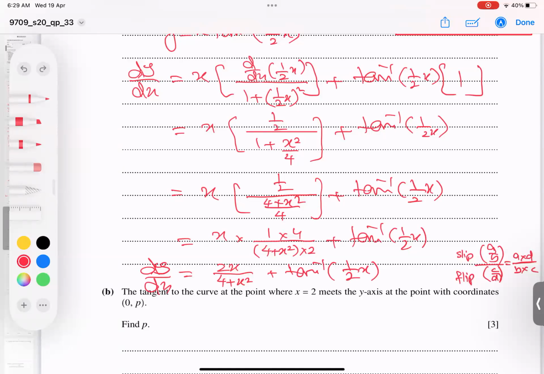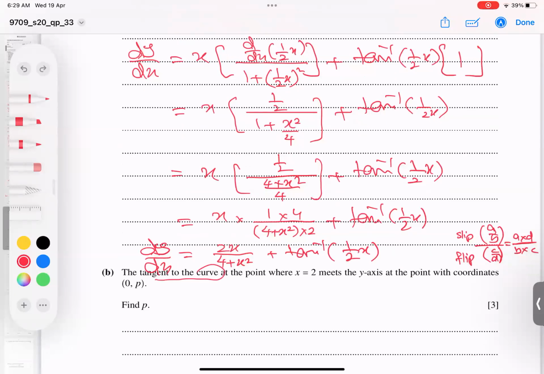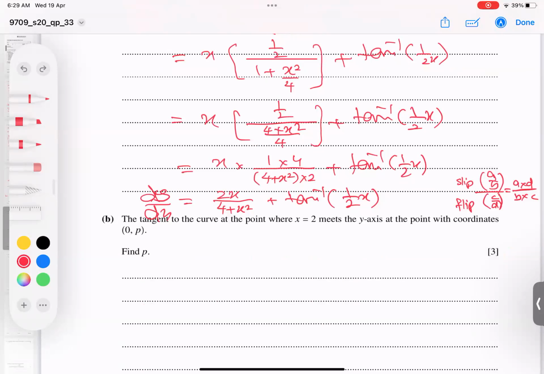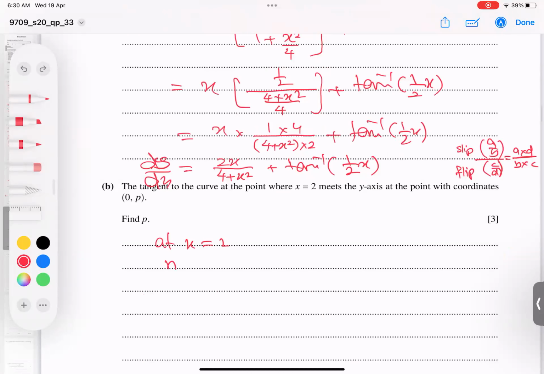Okay, so let's go for the next part. He's saying the tangent to the curve at a point when x is 2. So it means, first of all, at x equal to 2, I can find the gradient. Simply replace 2 in the equation. The tangent to the curve at 2 will meet the y-axis, that is another case. So first of all, we will plug in 2 in the equation to get the gradient of the tangent.